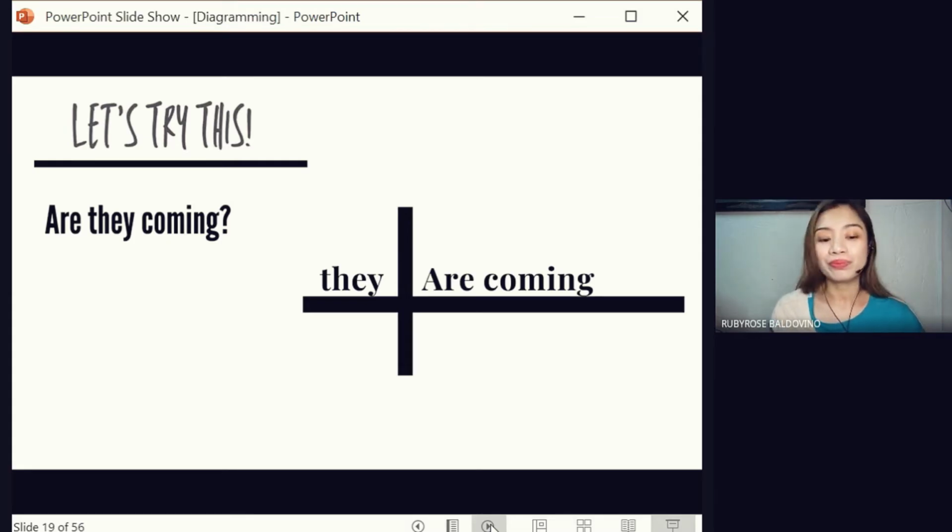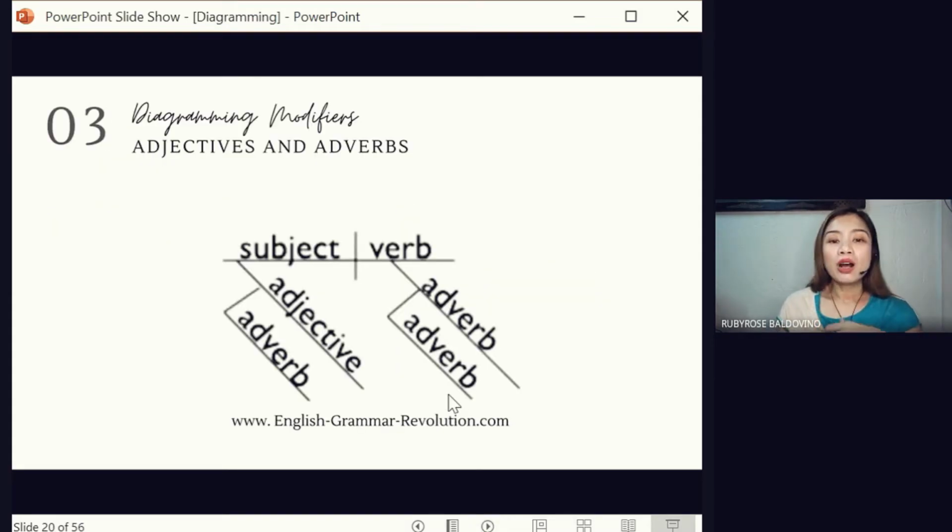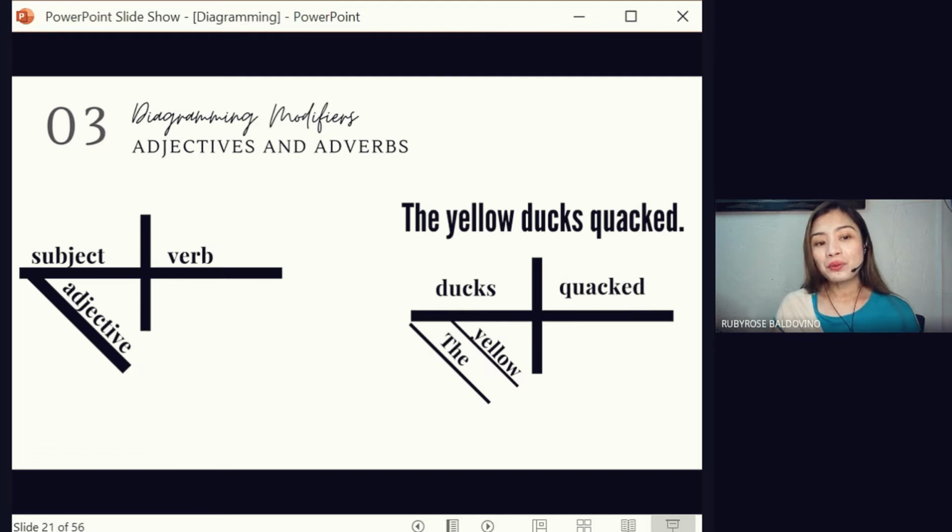All right? Now, how about diagramming sentences with modifiers, with adjectives and adverbs? Remember, adjectives are words that describe nouns and pronouns. Adverbs are words that describe verbs, adjectives, and other adverbs, right? Let's start with an adjective first. Aside from a subject and a verb, we now have an adjective.